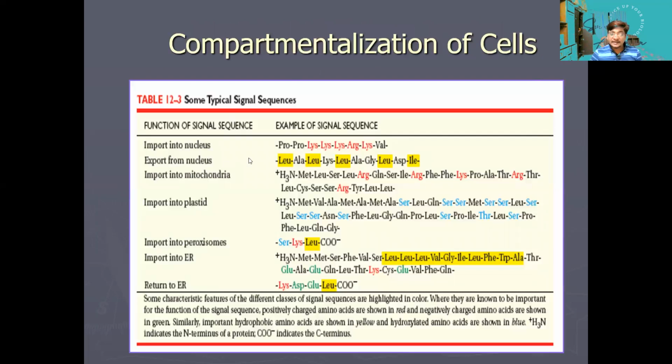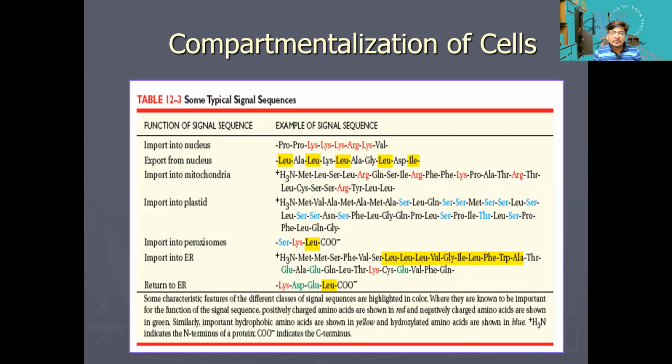Now there's a certain signal. Again, one thing that you have to ensure is that these signals can be present on either side of the protein. A protein has two termini, the N terminus and the C terminus. So those signals can be present on either the N terminus or the C terminus, or on either side. For example, anything which is coming into the nucleus will have signals which contain two prolines, lysine, arginine, that means the basic amino acids, and it will end with valine. It could be on either side.